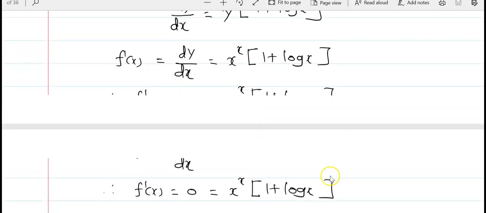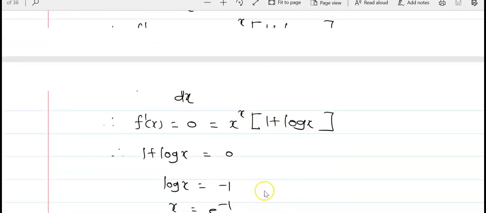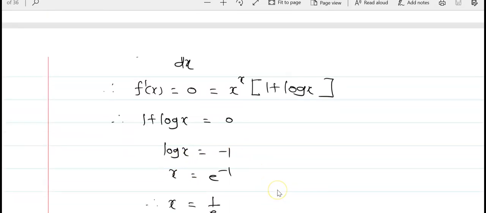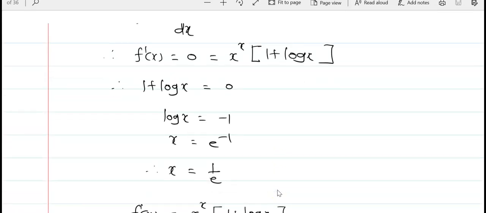And that's why f'(x) = 0 means x^x (1 + log x) = 0. It means that 1 + log x = 0, so log x = -1, and this logarithmic function can be converted into the exponential form, that is x = e^(-1). Therefore, x = 1/e. Therefore, f'(x) = x^x (1 + log x).